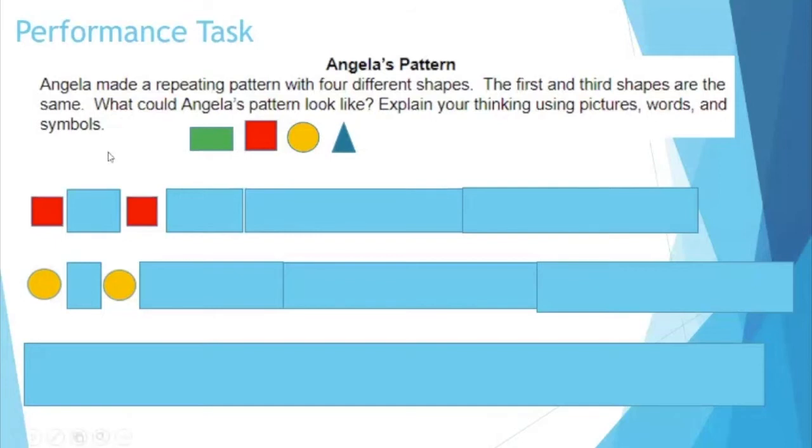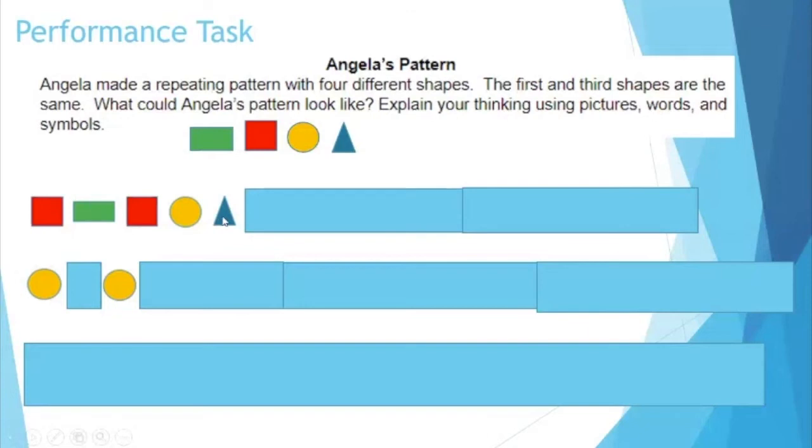So I have this first example where I made sure my first and third shapes were the same. And then I use the other shapes to fill in. So I have square, rectangle, square, circle, triangle. And then since this is a repeating pattern, this is my core. So this is the part that's going to repeat.